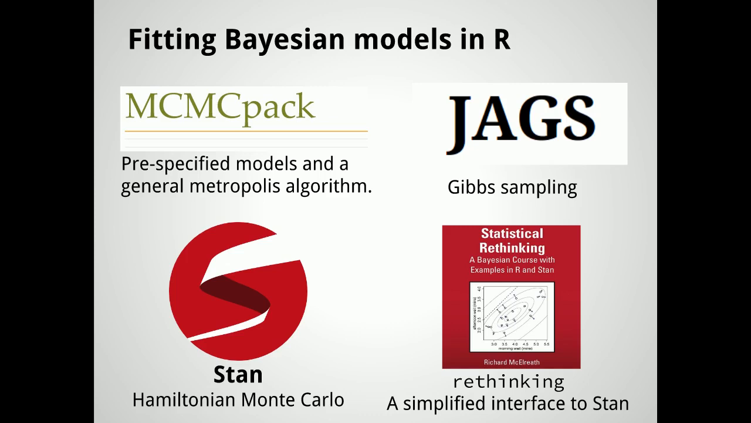Then there is JAGS, which, like Stan, is a domain-specific language to build Bayesian models, which has been around for a while. And then there was Stan, and if you want to ease into the Stan language, there is the rethinking package, developed by Richard McElreath, together with this great intro book to Bayes. And that allows you to define Stan models using a much simplified syntax directly from R.